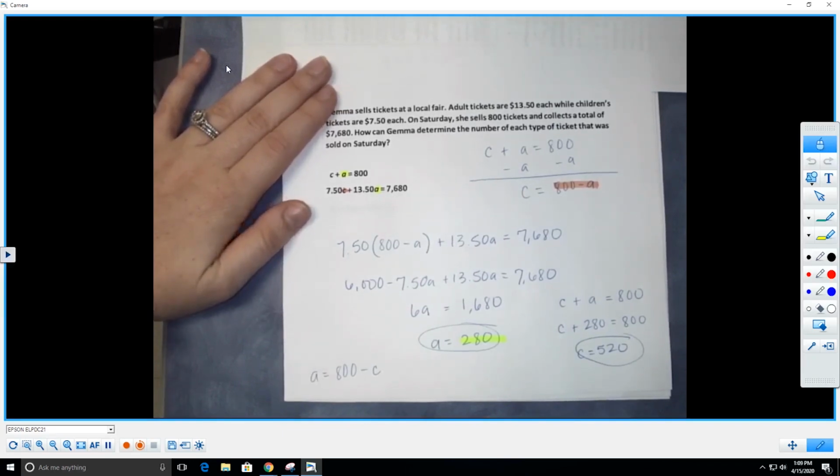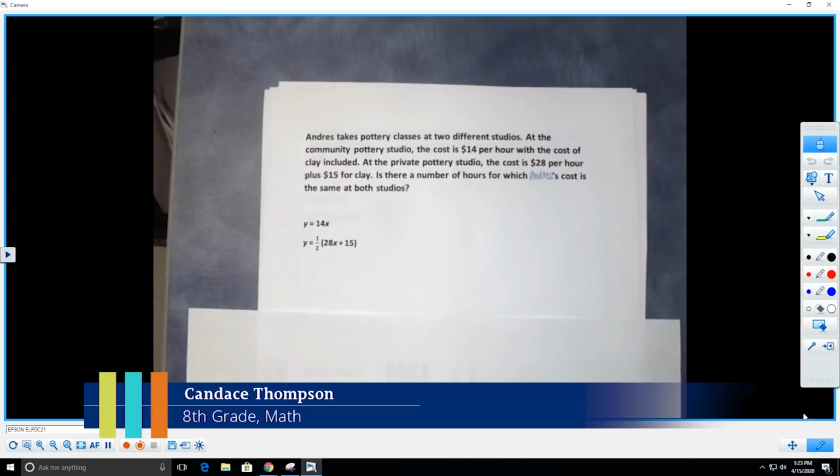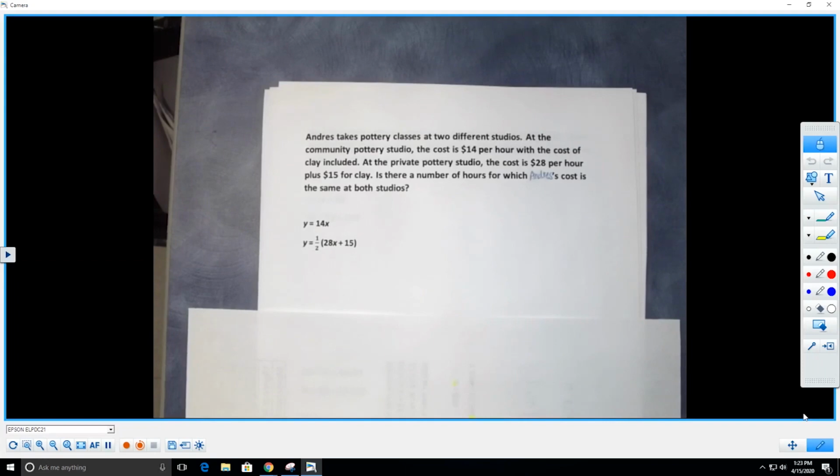Let's look at another problem. Listen to all the information first, then get that pencil and paper ready. Andreas takes pottery class at 2 different studios. At the community pottery studio, the cost is $14 per hour with the cost of clay included. At the private pottery studio, the cost is $28 per hour plus $15 for clay. Is there a number of hours for which Andreas's cost is the same at both studios?